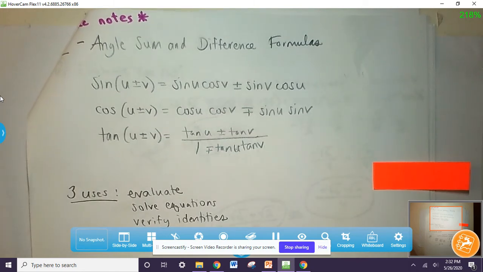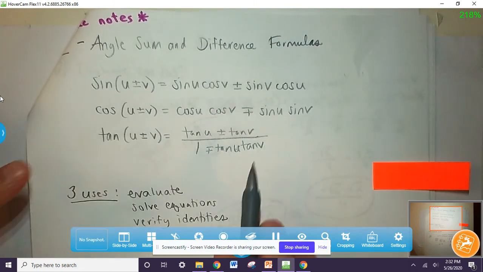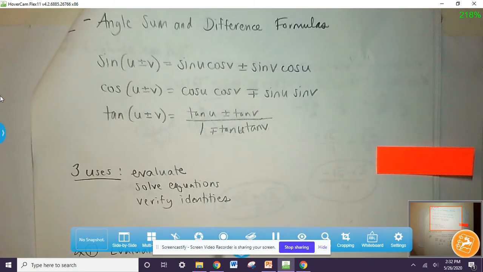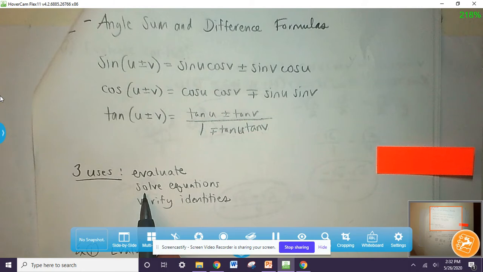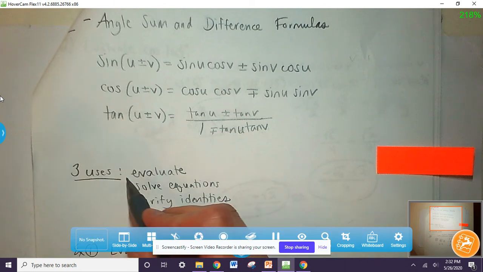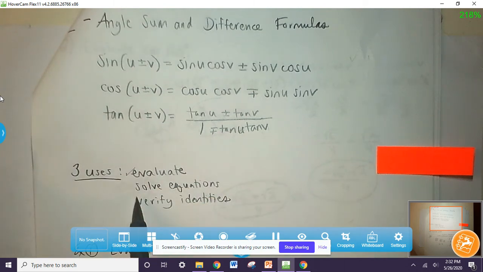So thanks. Before we get back into doing problems, because what we're going to do today is solve some equations with these and verify some identities with these. You'll get a little more practice evaluating today as well. But evaluating we did yesterday, and I'm going to introduce these two types of problems today.